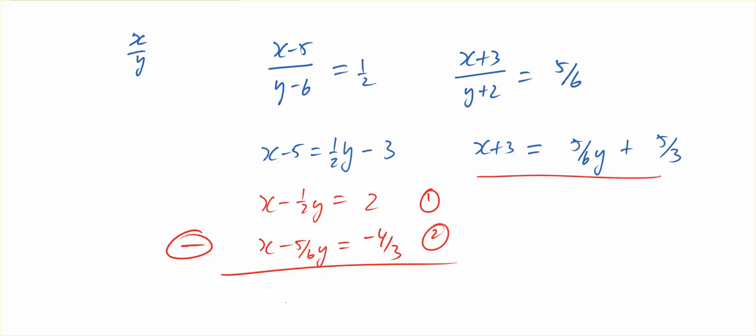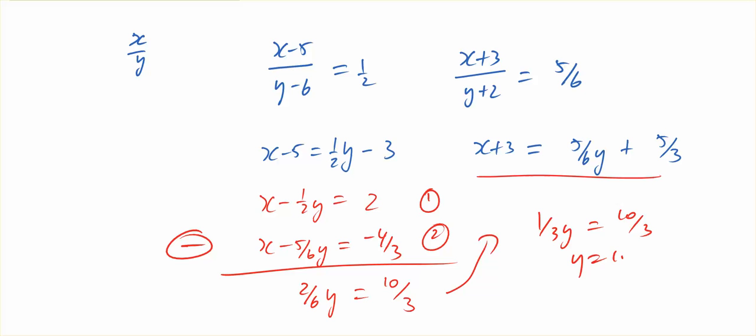We've got negative a half y minus minus, which is a plus, plus 5 over 6y. So the result should be 2 over 6y equals, and we've got 2 add 4 over 3, which means we get 10 over 3. And you should be able to start to do this in your head. I can further simplify this to make it nicer, because they're both going to 2. And all I'm doing is multiplying both sides by 3, so you get y equals 10.